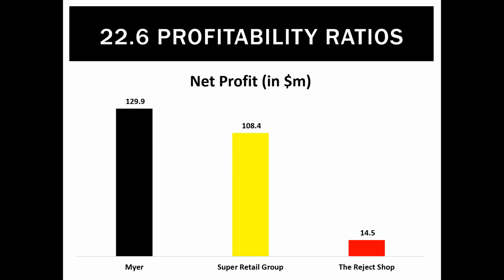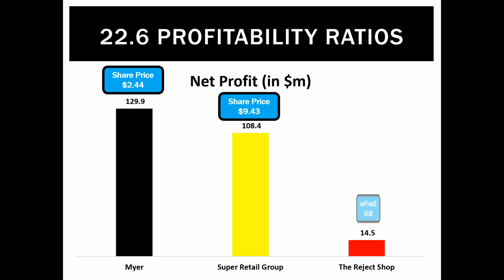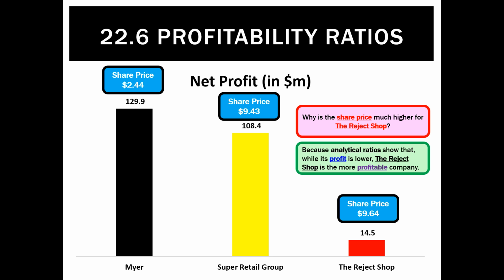Looking at the share price, we've looked at the profits of Myer, Super Retail, and the Reject Shop and their subsequent share prices. Well, obviously the share price can't be based on how big their profit is because Myer is by far the biggest out of the three businesses, and it's about 8 to 9 times bigger than the Reject Shop. So the share price for Myer at this point was $2.44, whereas Super Retail was $9.43, and then amazingly the Reject Shop had the highest share price out of all of them. So that's not based on their net profit, it's based on what's called profitability. And the reason is the Reject Shop actually had a bigger profit compared to its sales than, say, Myer did. So that explains the share price.